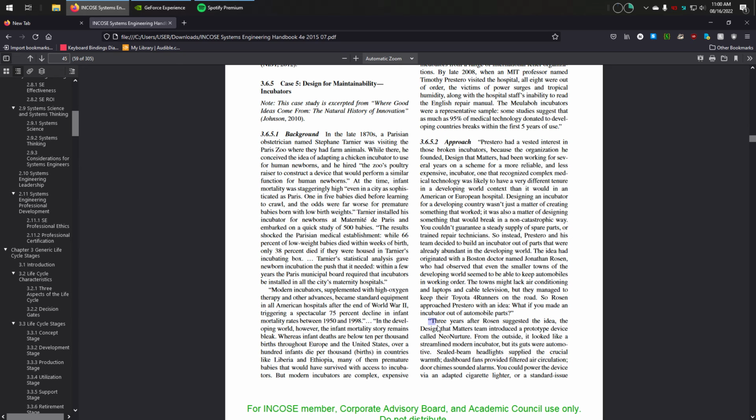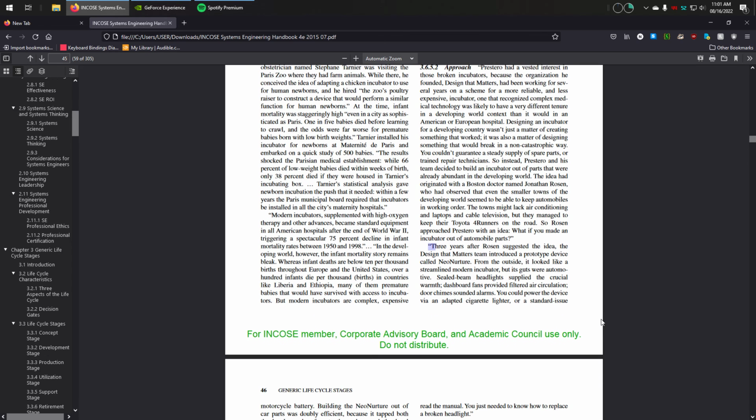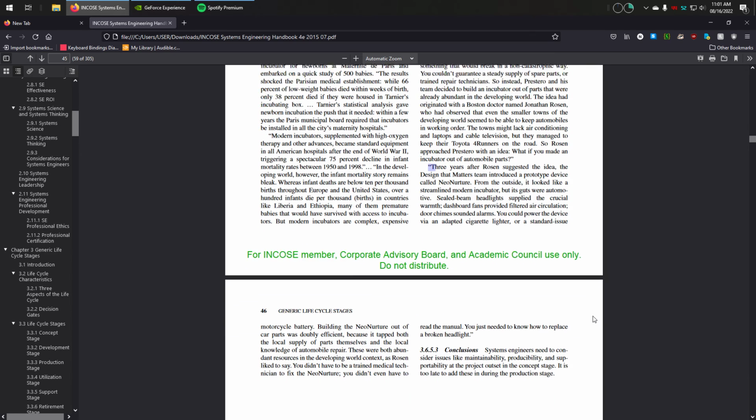Alright. 3 years after Rawson suggested the idea, the Design That Matters team introduced a prototype device called NeoNurture. From the outside, it looked like a streamlined modern incubator, but its guts were automotive. Sealed beam headlights supplied the crucial warmth. Dashboard fans provided filtered air circulation. Door chimes provided alarms. You could power the device via an adapted cigarette lighter or a standard issue motorcycle battery.